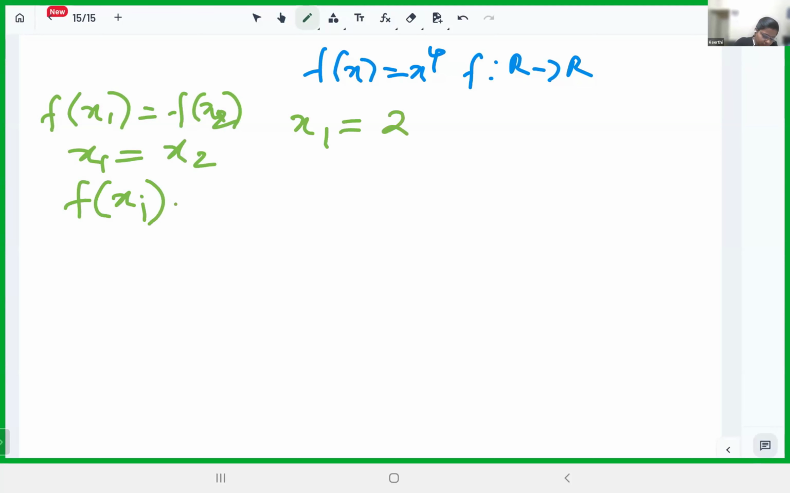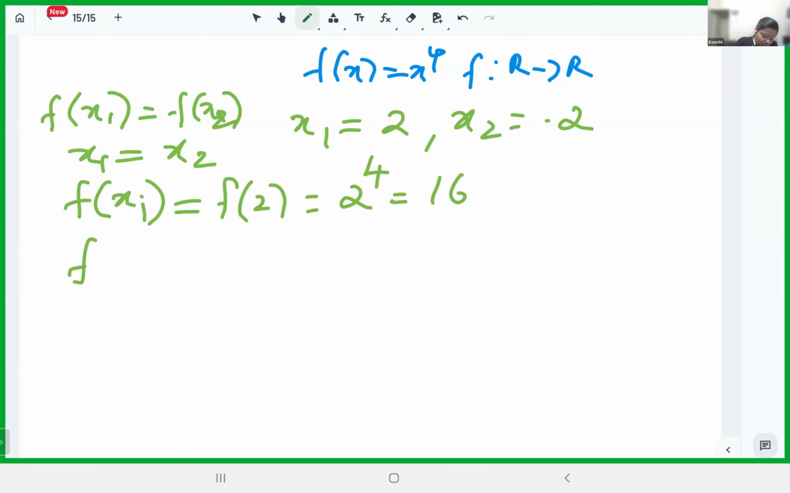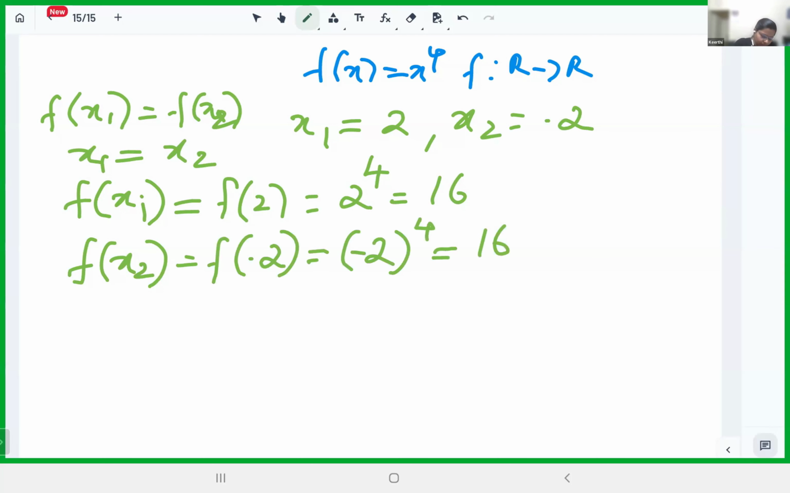So what is f of x1? f of x1 is f of 2, that is equal to 2 raised to 4, that is equal to 16. Now I'm going to take x2 as minus 2. So what is f of x2? f of x2 is nothing but f of minus 2, that is minus 2 the whole raised to 4, that is equal to 16. All right, here you have got that f of x1 is equal to f of x2. Both are 16.